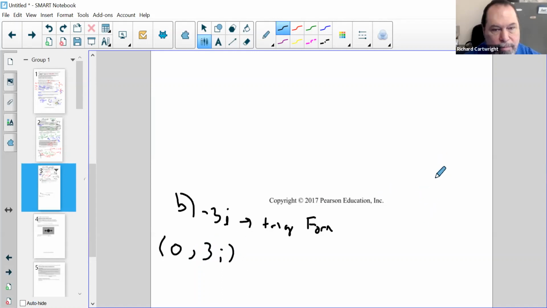If I graph it, it's going to mean I'm on the y-axis because x is 0. I'm basically just going up 1, 2, 3. And that's 3i. I'll change the color so I can show you where it is. It's starting at 0, 0, going straight up, stopping here. There's my arrow there. That's what it looks like. It's just on that y-axis.